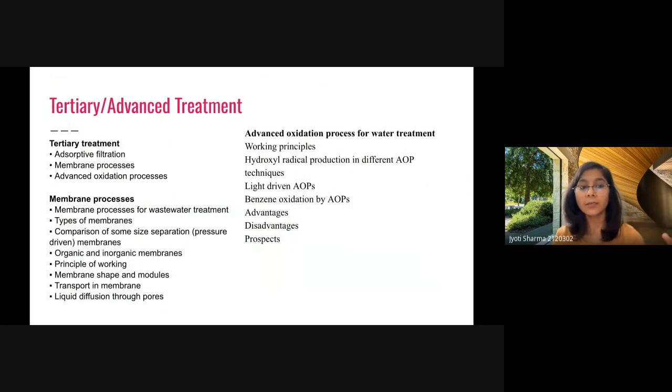We also learned in tertiary treatment how we can use different filters, and even after filtering your water will be clean. But in the filter you will have some sludge that you also need to dispose of and manage. So this is what we have learned.